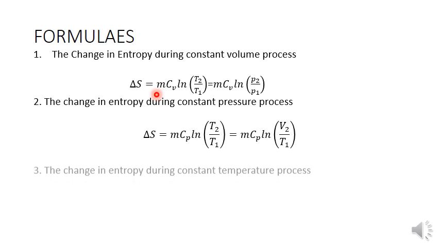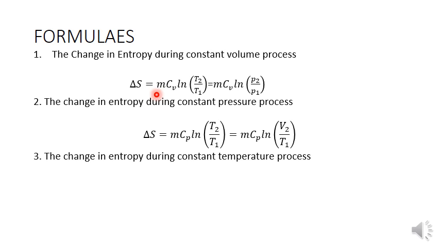Next, the change in entropy during the constant temperature process. This is also called an isothermal process. In the isothermal process, we know that the amount of heat transfer Q at constant temperature is equal to the work done during the isothermal process. dQ is equal to dW. Here the change in internal energy is 0.